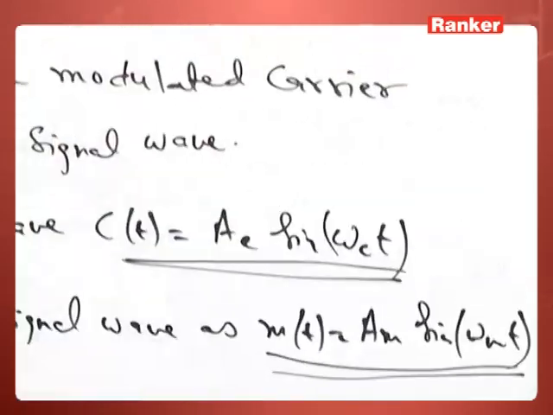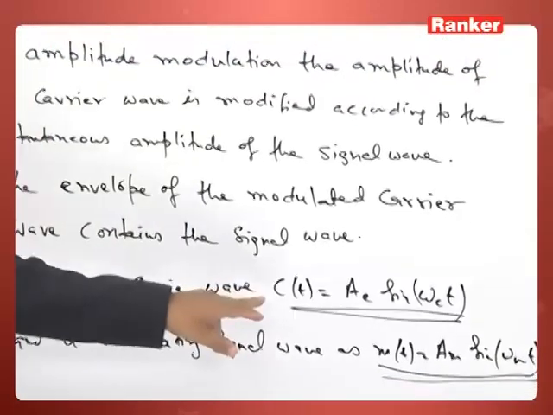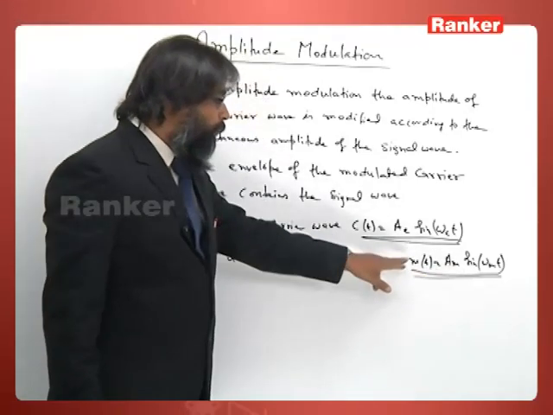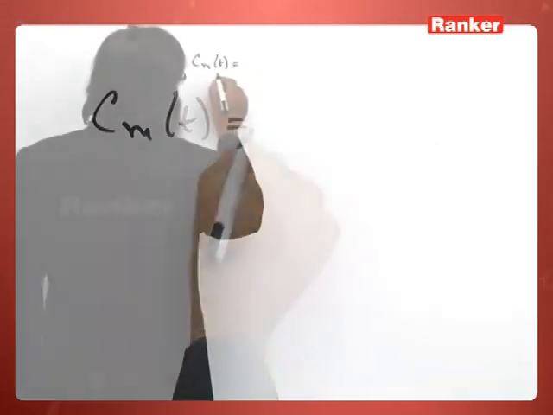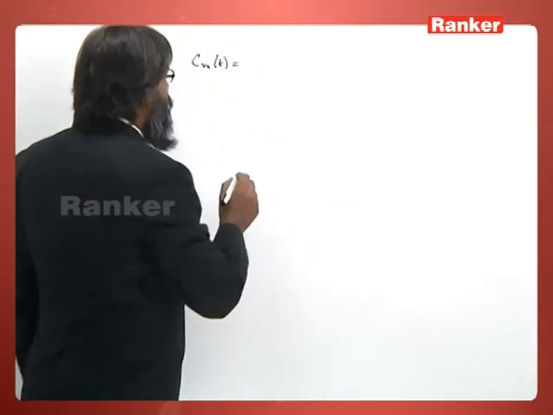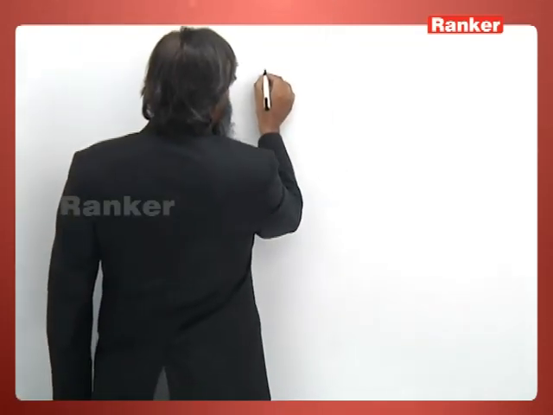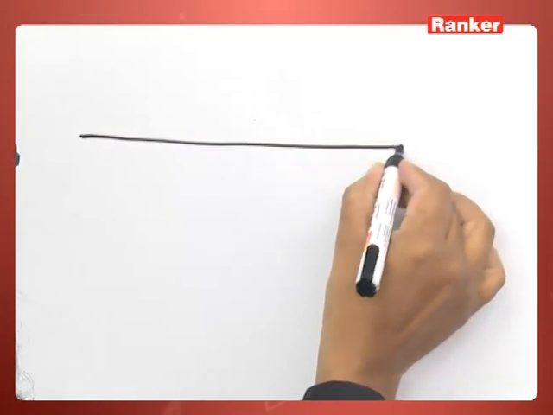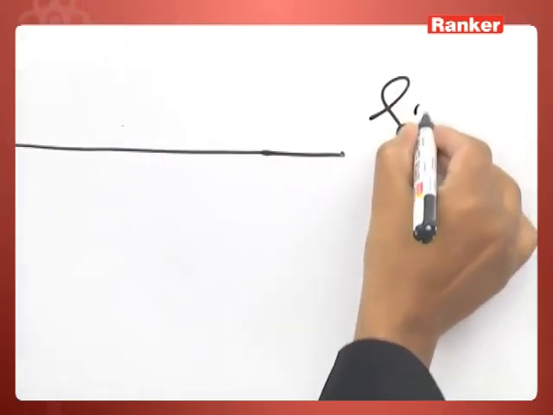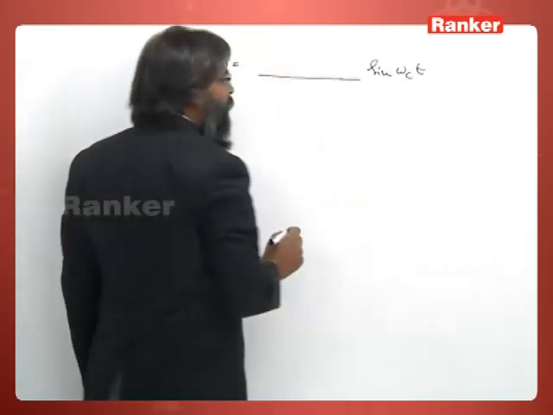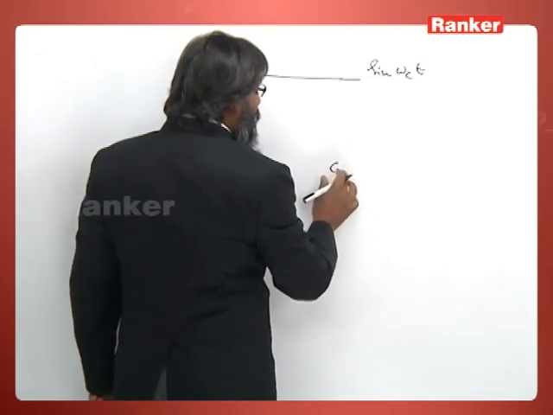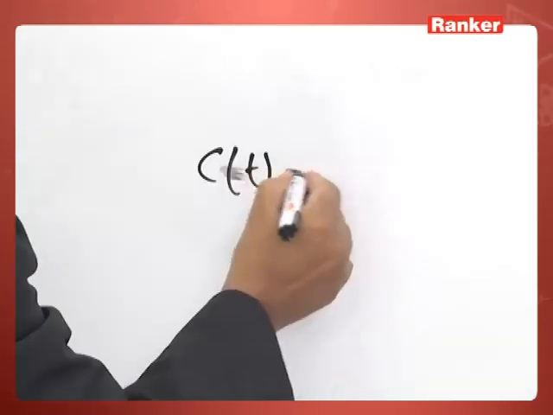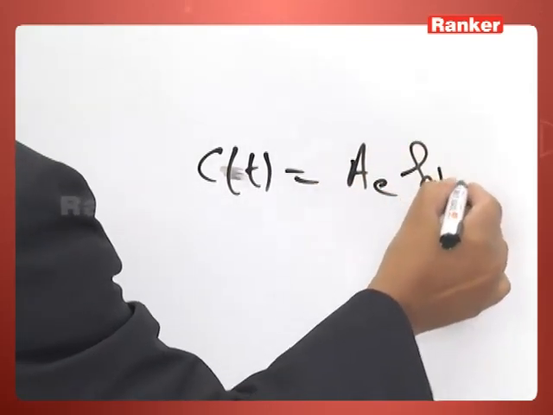So, this is amplitude modulation, where the amplitude of the carrier wave is modified according to the modulating signal. This is the modulated carrier wave. You see, the amplitude part will be written here, and this is the sine part, sin(ωc t). The carrier wave, as I wrote previously, was c(t) = Ac sin(ωc t).